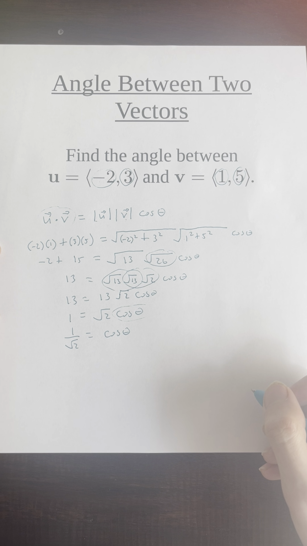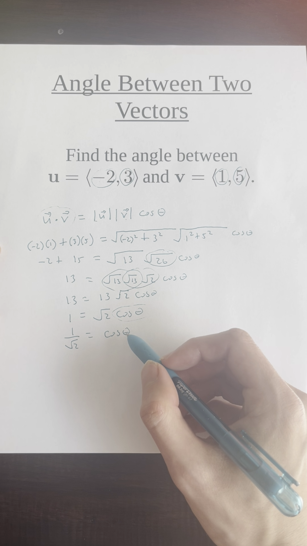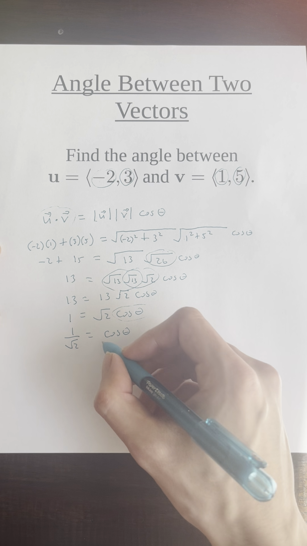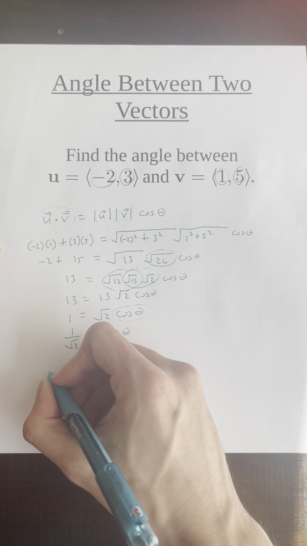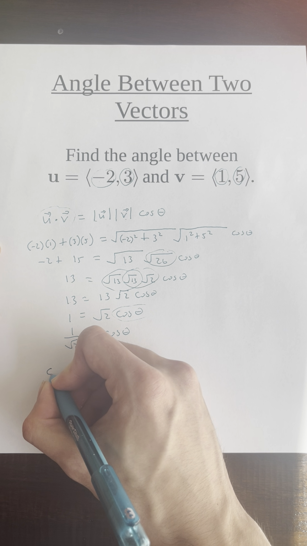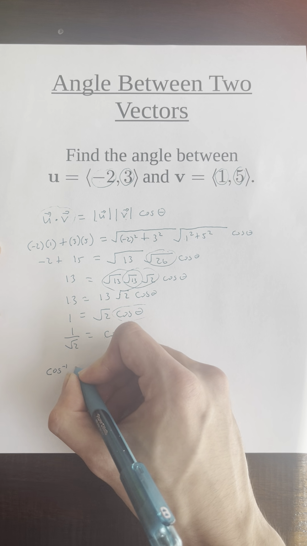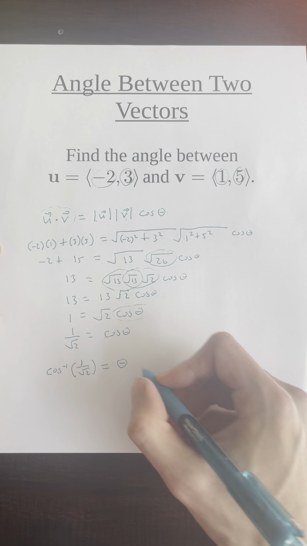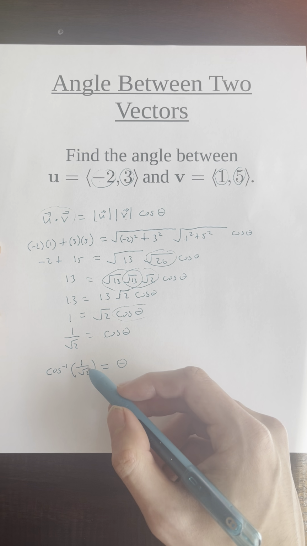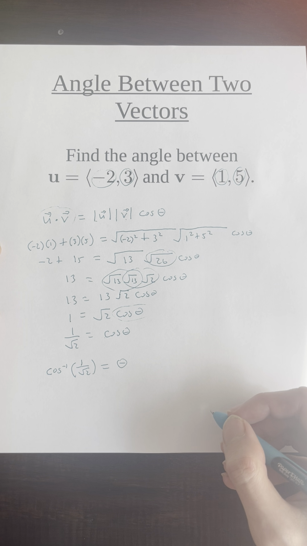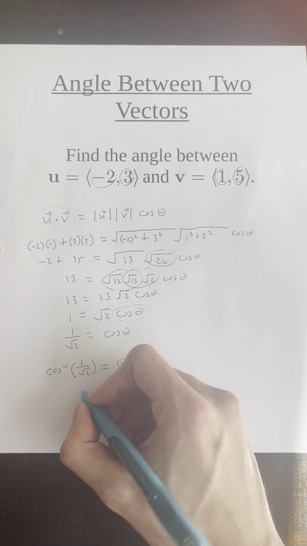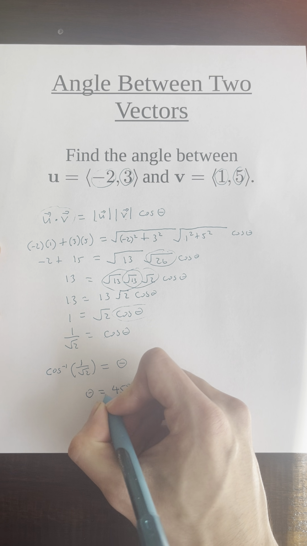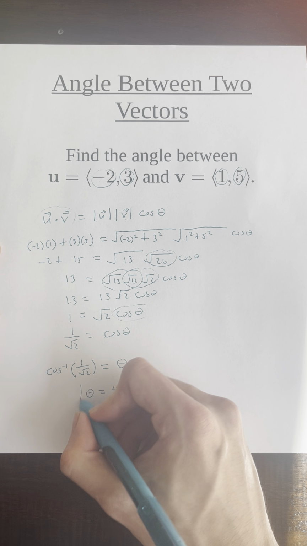Okay, so how do we get theta by itself? We need to get rid of the cosine now. And to do that, we're just going to do arc cosine of both sides of the equation. What's arc cosine of 1 over root 2? It's going to be 45 degrees. This is your answer.